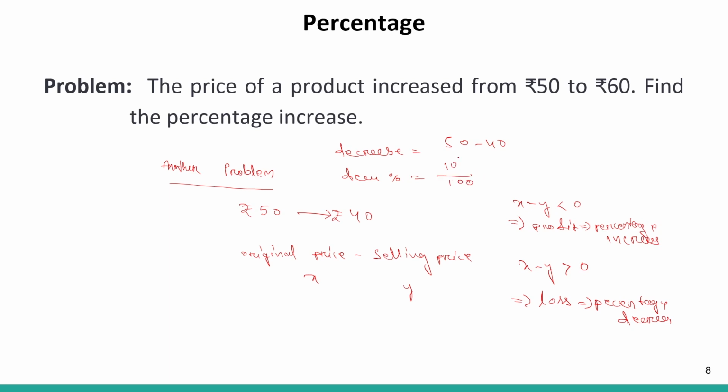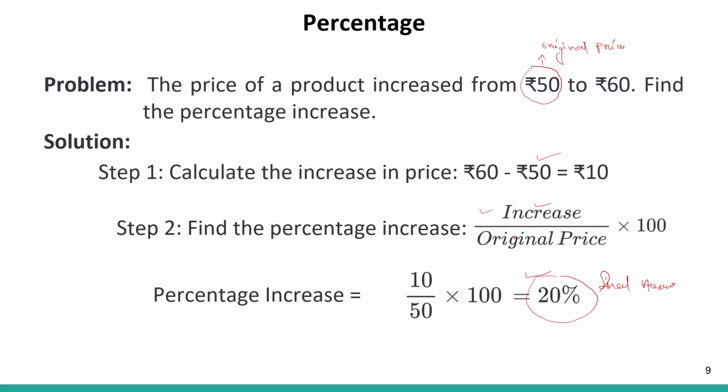Okay, so into 100, 10 by 50 into 100. It will be equal to decrease amount by original amount, that is original price, that is 50. That is equal to decrease by original price into 100. So the answer will be 20%. Okay, the answer remains the same. It will be 20% what? Decrease. So 20% decrease is the answer.